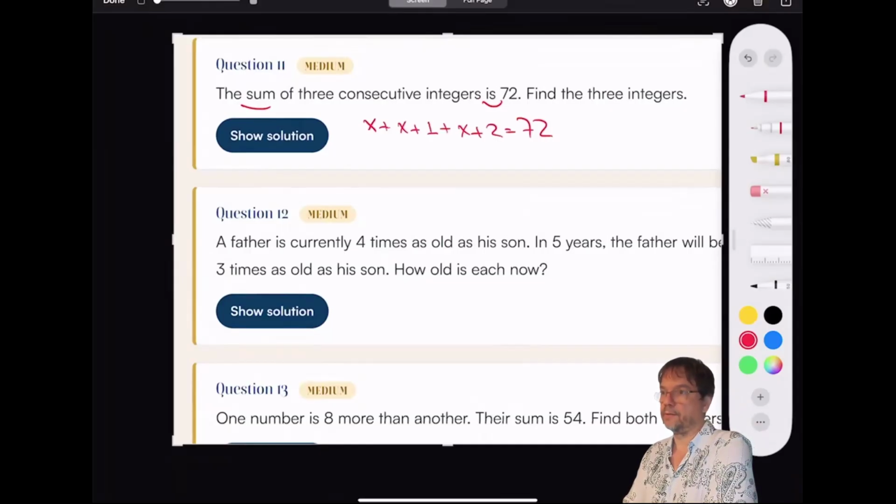Look at the screen. x plus x plus x. 3x. 1 plus 2. 3.